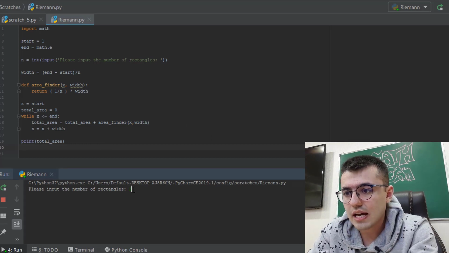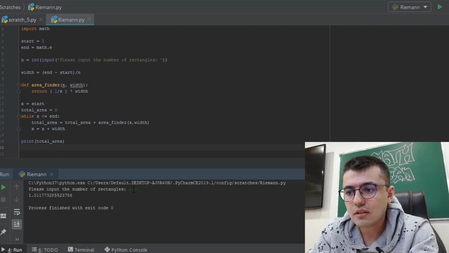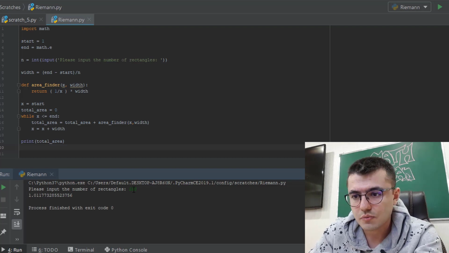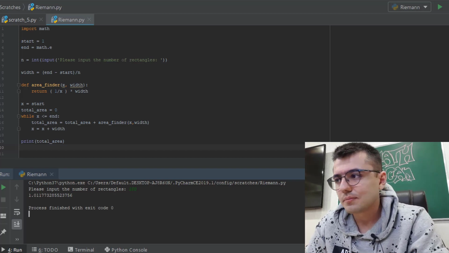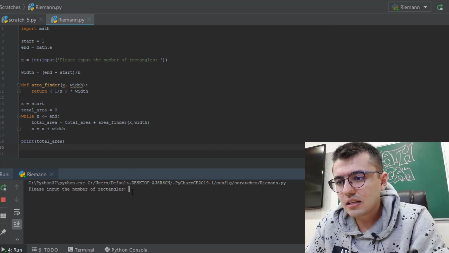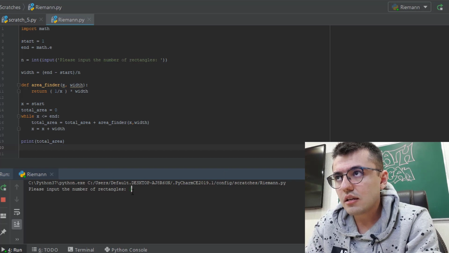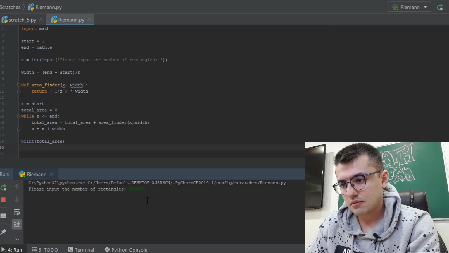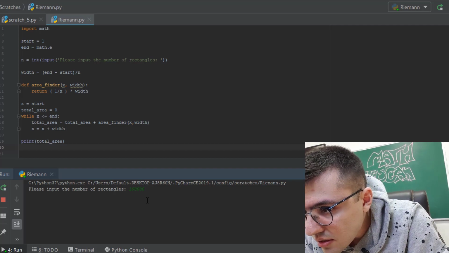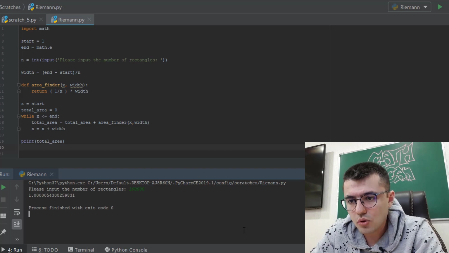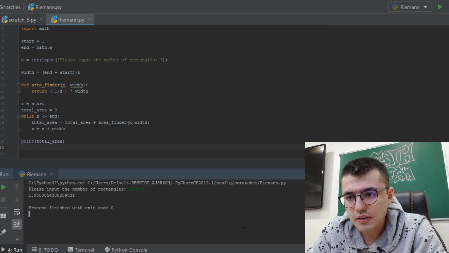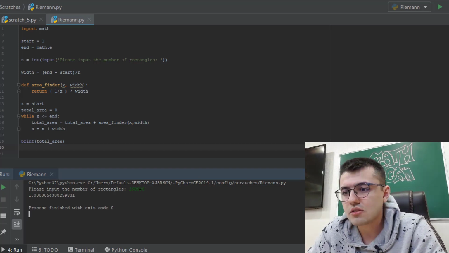And now let's first have 100 rectangles. With 100 rectangles, the area under the curve is 1.011. It's pretty close to 1, and I can say that it's approximately 1. Okay, let's now have not 100, but 100,000. Great. It's 1.0000543, and so on. I think it's great.